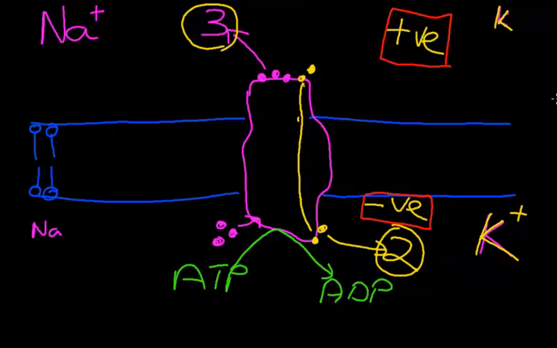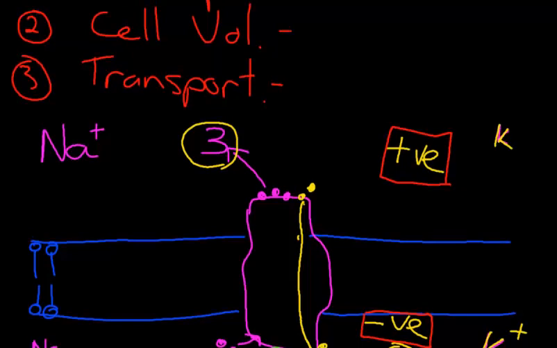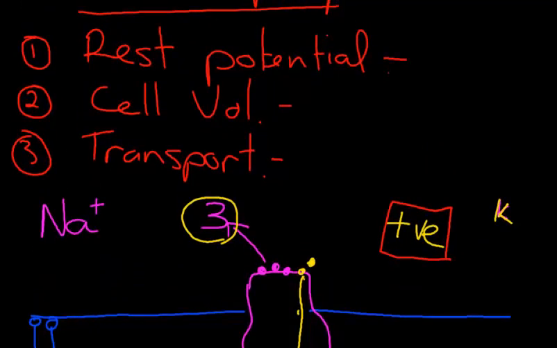If you remember back to what I said in my list of functions, we have now covered off the first function, the resting potential. The resting potential is a natural event that follows the 3 out, 2 in rule that happens with the sodium-potassium pump. The next one we'll look at is cell volume.